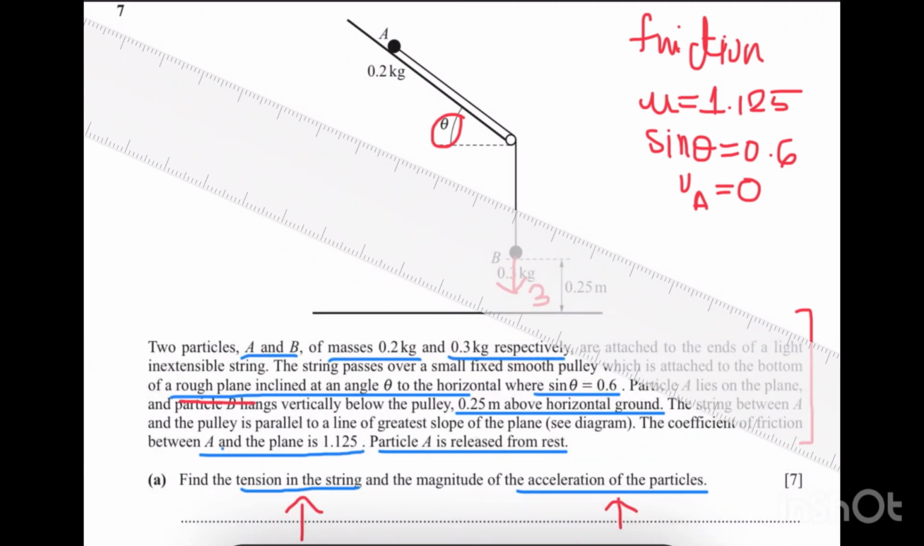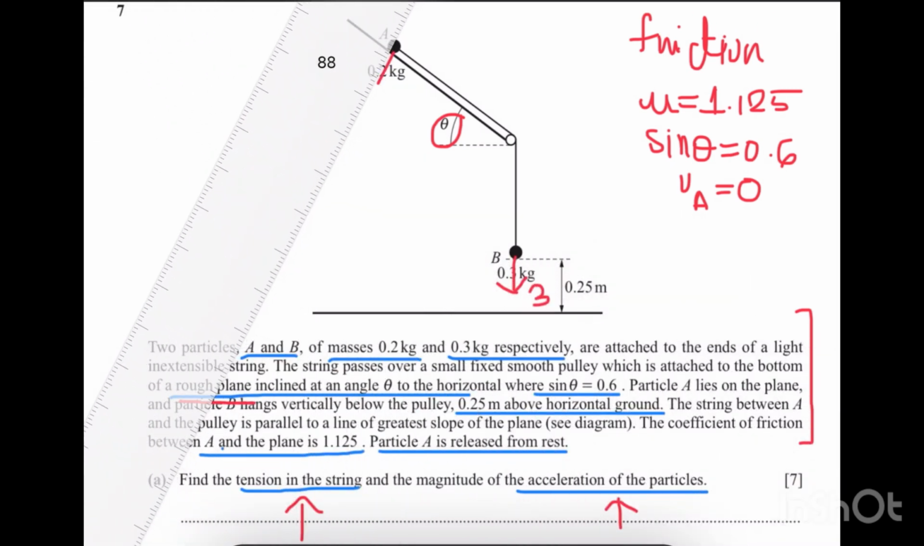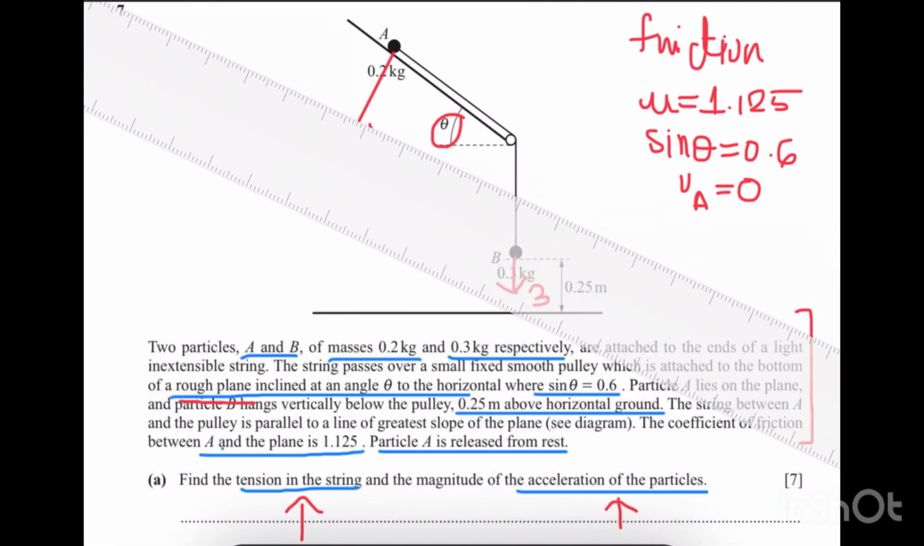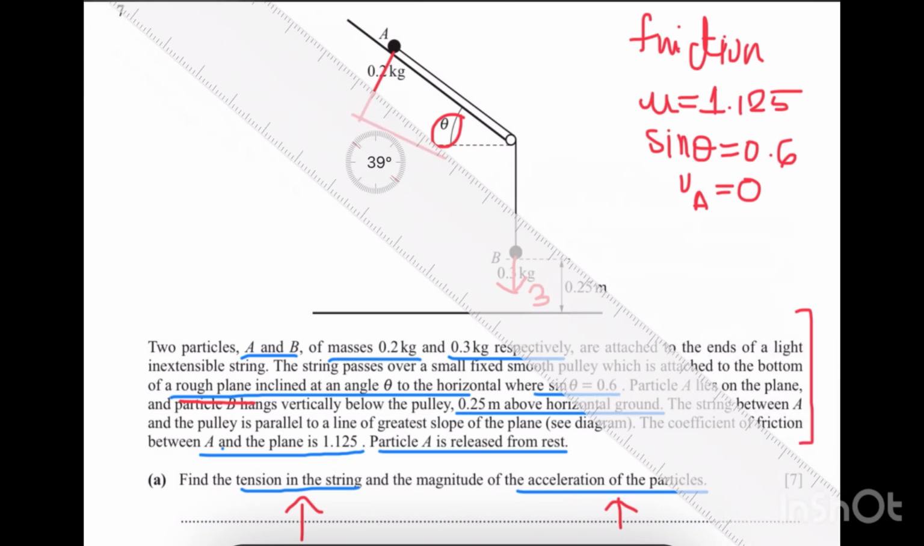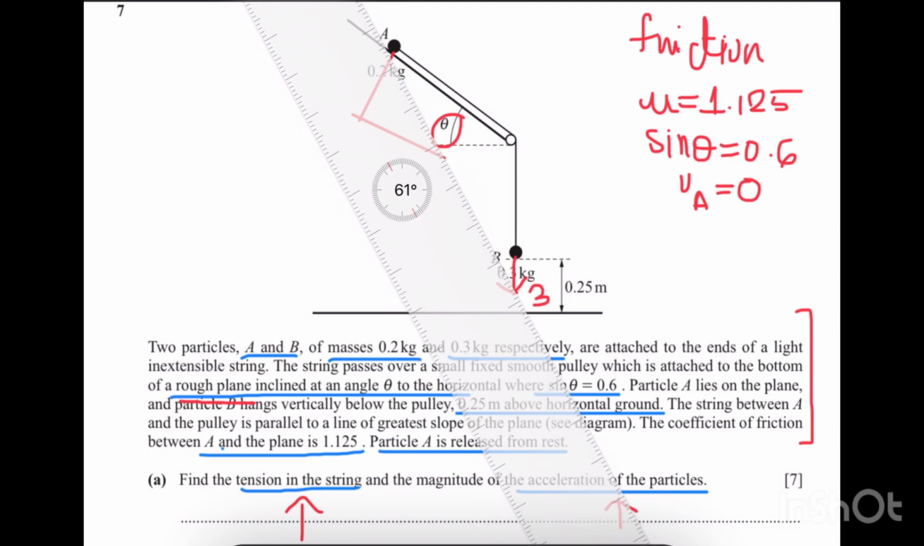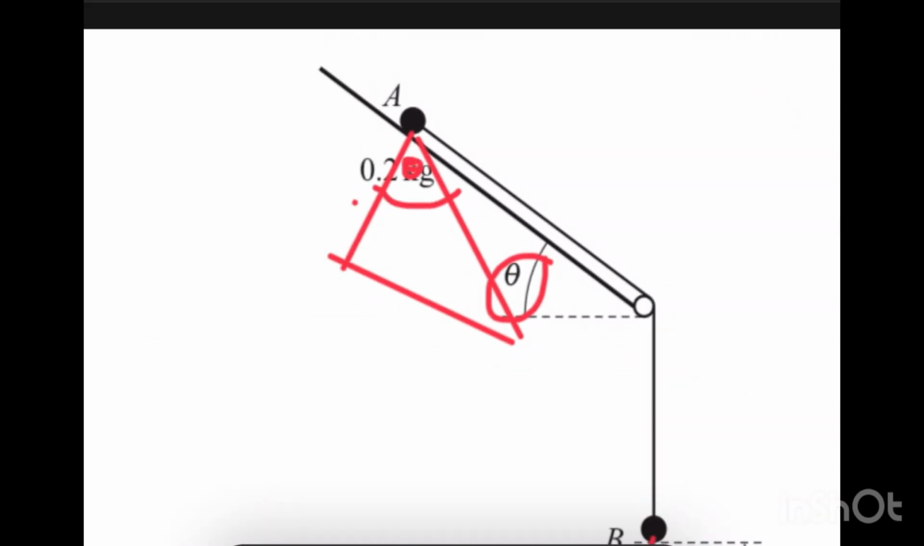So for A, we need to resolve its weight since it has two components. One is the vertical component which is pulling it downwards, and the other component which is rightward, which is pulling it downwards on the plane. So this line that I'm drawing is parallel to the plane. So in that manner, this angle over here will also be equal to theta, and since we're resolving the weight, this will become 2 cos theta, and this rightward component will become 2 sin theta.